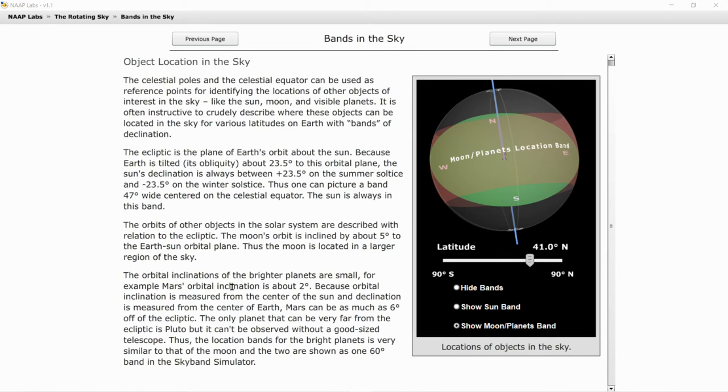The orbital inclinations of the brighter planets are small. For example, Mars' orbital inclination is only about 2 degrees. Because orbital inclination is measured from the center of the sun and declination is measured from the center of the Earth, Mars can be as much as 6 degrees off the ecliptic. The only planet that can be very far from the ecliptic is Pluto, but it can't be observed without a good-sized telescope anyway. Thus the location band for the bright planets is very similar to that of the moon, and the two are shown as one 60-degree band in the sky band simulator.